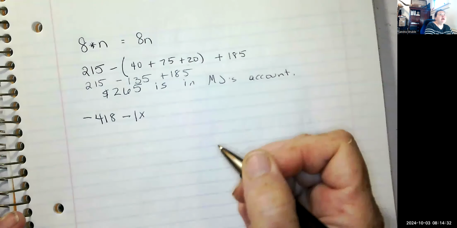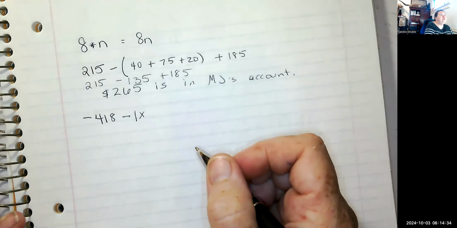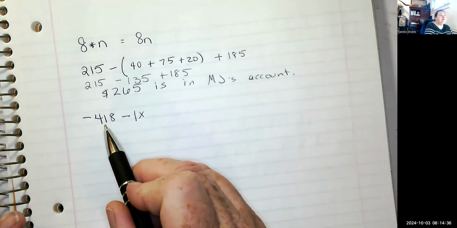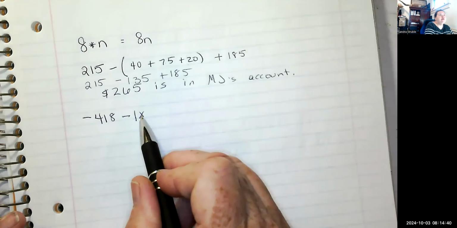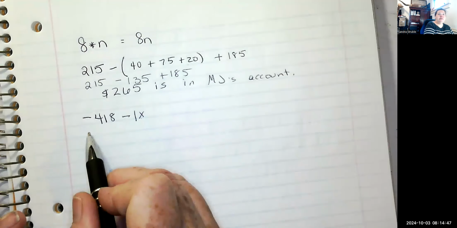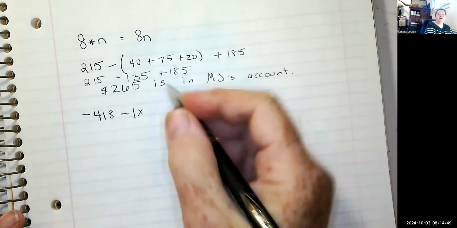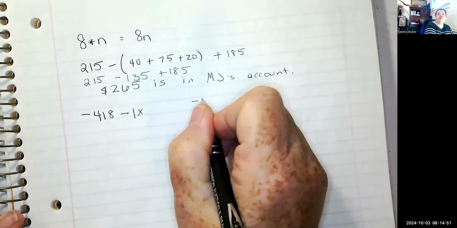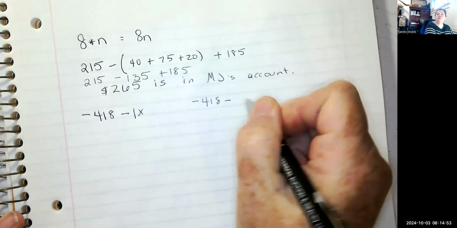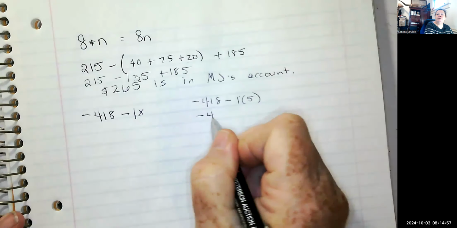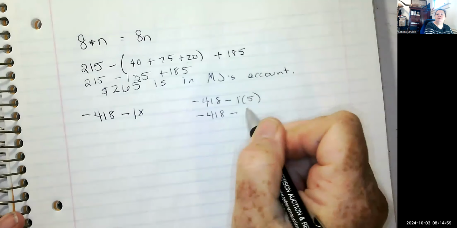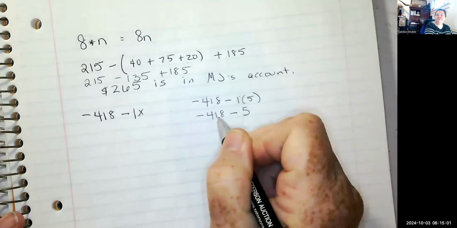Per year is going to be my x. If it's currently at negative 418, what will the Dead Sea level be in 5 years? I just need to plug in where the x is. I need to plug in 5 because that's representing the years. So this is the model of what's happening. To solve it for 5 years, we're going to subtract 1 times 5. So that's negative 418 minus 1 times 5, which is 5.